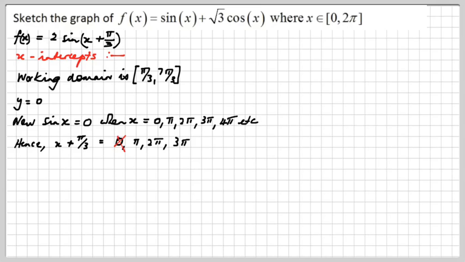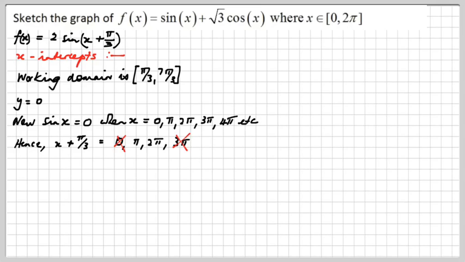I hope you do. And the naught is actually out of range, because remember, our working domain is from here to here, and we're talking about this beast. When this beast is naught, when you're going from here to here, that's what I'm saying. That one's out of range as well.